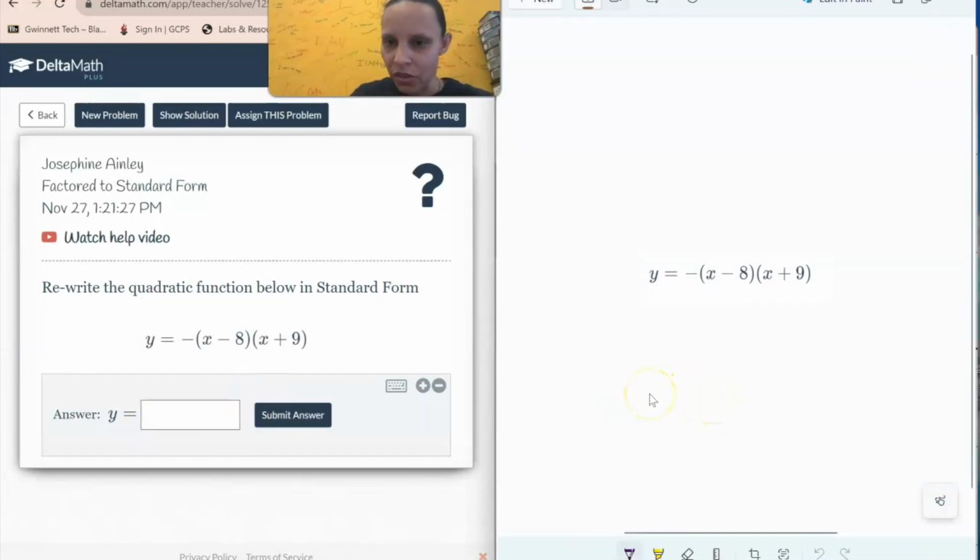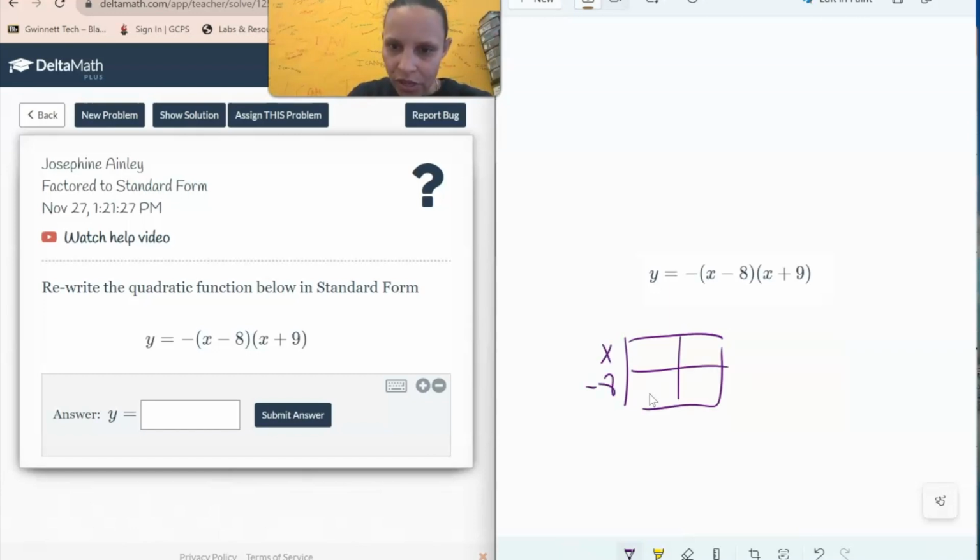So let's go ahead and do, so again, I have this negative outside, and then I have this times this. So I'll start off with this times this. So I'll start off with the box, which has x minus 8 on the outside and x plus 9 on the top. Right, so let's go ahead and multiply them out. So what's x times x? X squared. Negative 8 times x is negative 8x. X times 9 is 9x. Negative 8 times 9 is negative 72, because a negative times a positive.